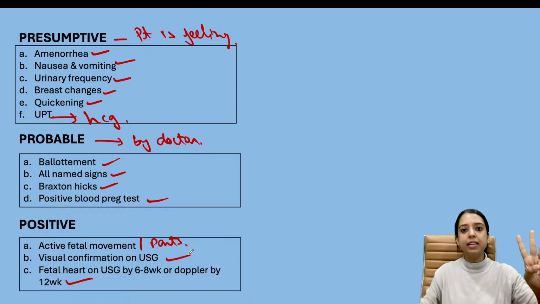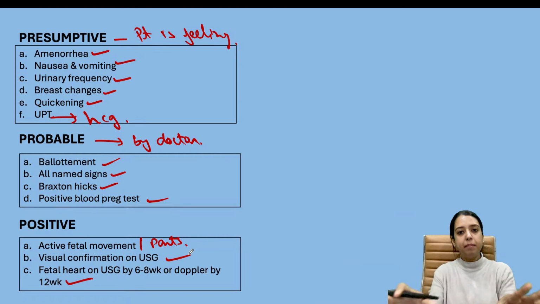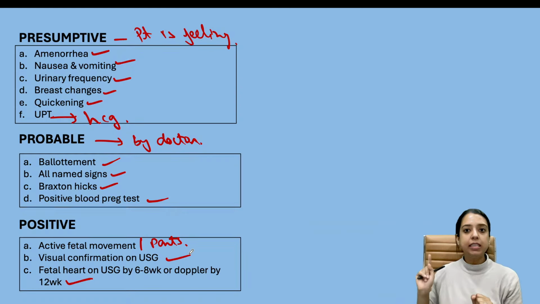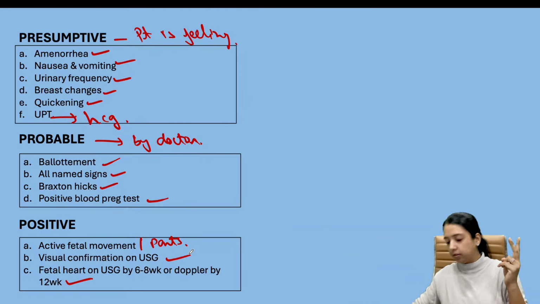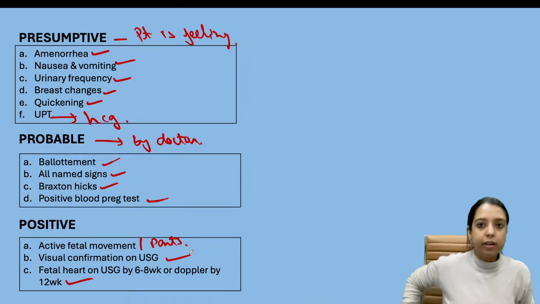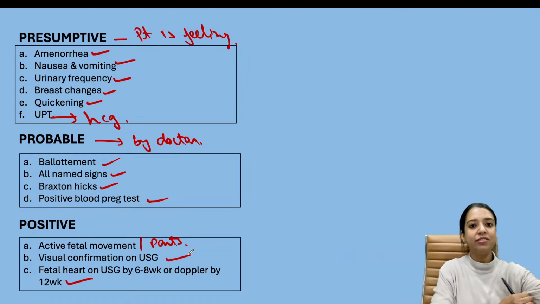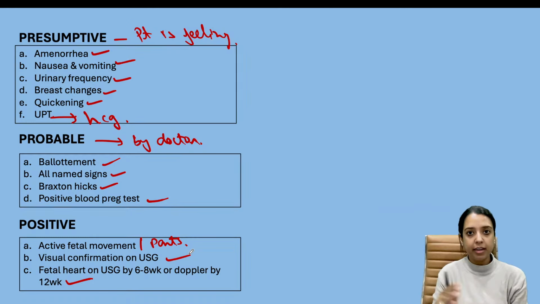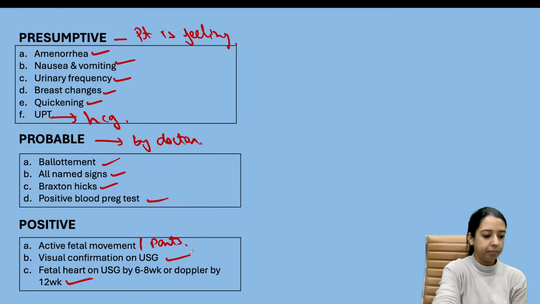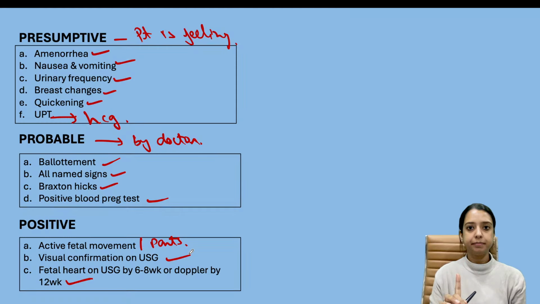So what are the 3 signs? I can feel the baby parts. I can auscultate the fetal heart. I can see it on ultrasound. These are the 3 confirmatory signs. So presumptive, probable, confirmatory. I'm just trying to tell you how you can remember them. If a question is asked which is a presumptive sign and which is probable, you should be able to answer. Okay?